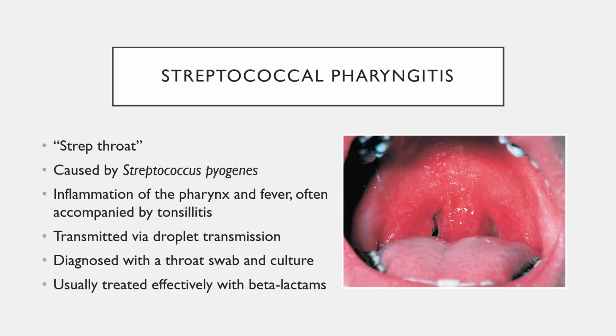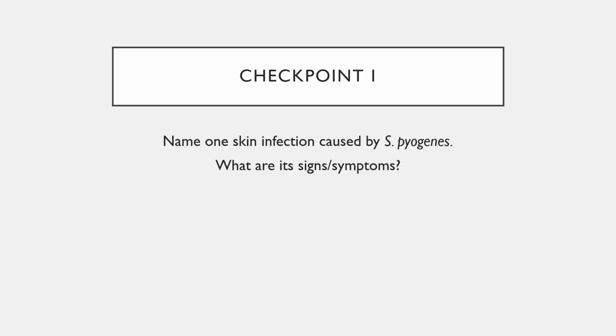So in our first checkpoint, now that we've heard about Streptococcus pyogenes in the upper respiratory system, I'd like to remind you that we've also heard about it in Chapter 21 when we went over skin infections. And in this checkpoint, I'd like you to tell me 1 skin infection we learned about in that chapter that is caused by Streptococcus pyogenes, and tell me what its signs and symptoms are.